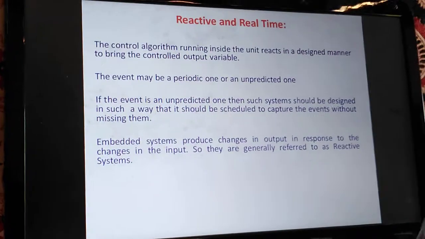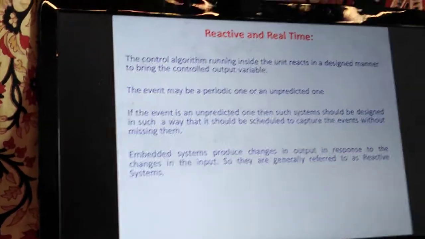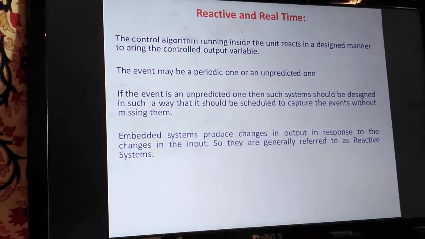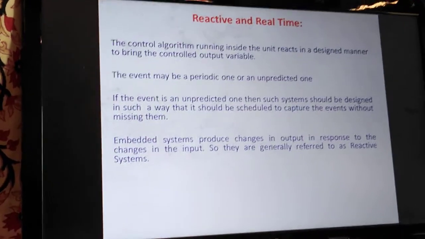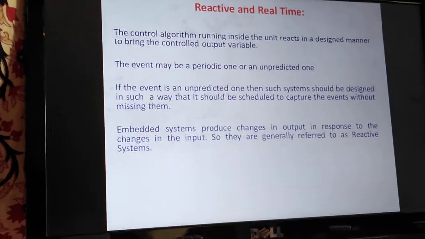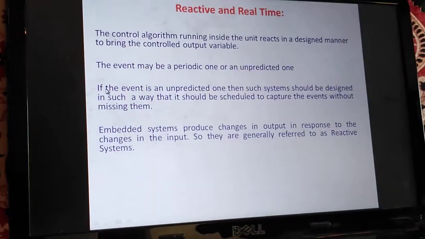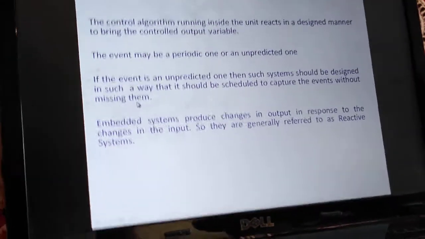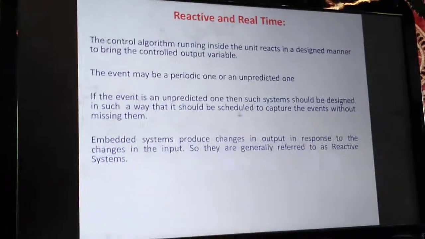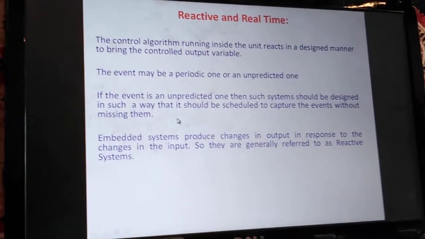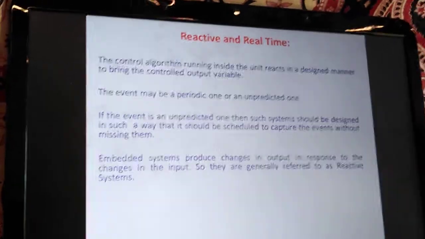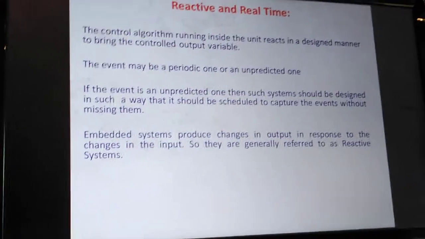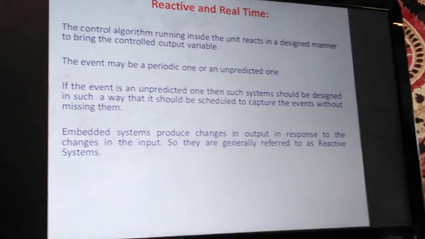To these events, our system should respond, so that in spite of the variation in the surroundings, we get the required outputs. If the event is an unpredicted one, then such a system should be designed in such a way that it is scheduled to capture the events without missing them. That's the reason most embedded systems are connected with several sensors. It may be a temperature sensor or any other sensor.